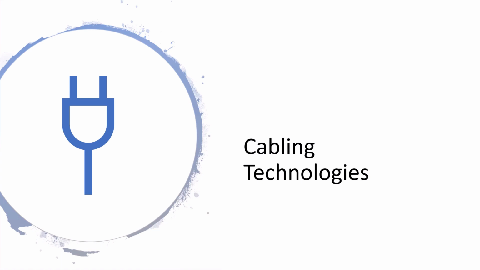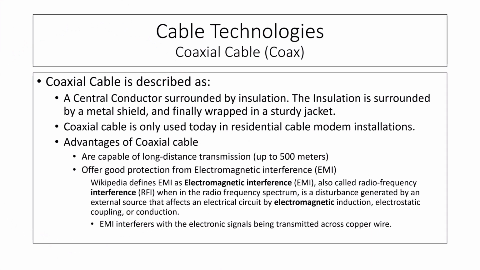For cabling, we're going to discuss largely 3 types of cables today. The first is our coaxial cable. This is an older technology. We don't use this very much anymore. In fact, the only place you'll find coaxial cable used today is in residential cable modem installations. You will not find a coaxial cable in a modern business.